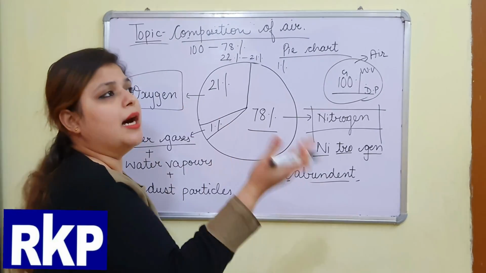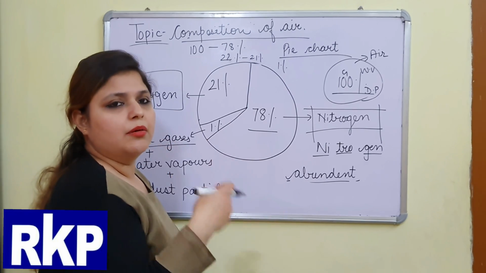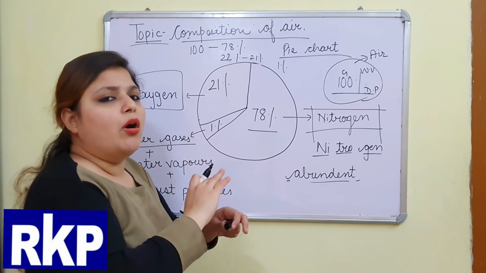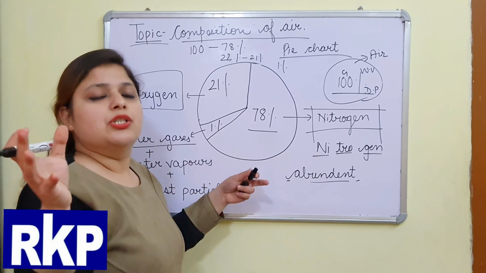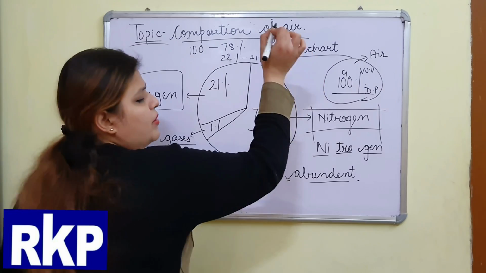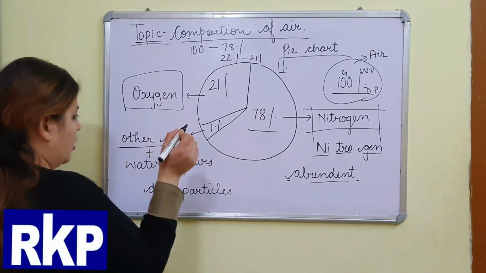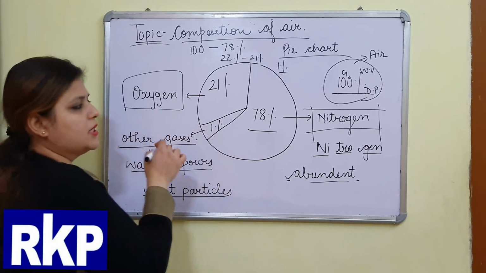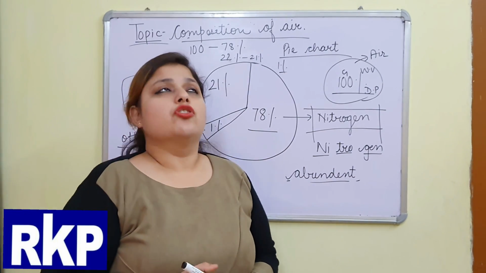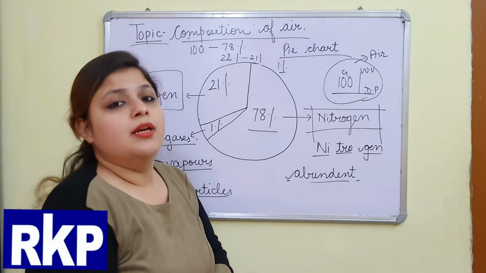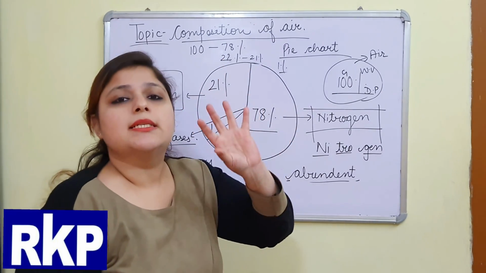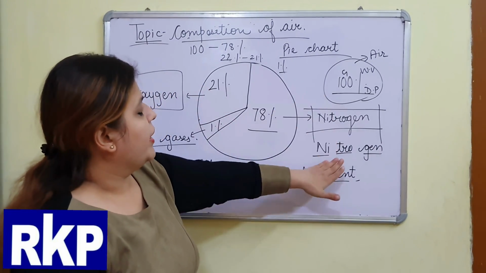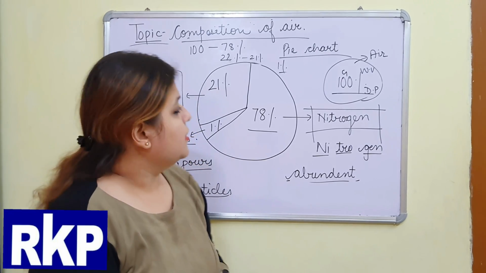What are the gases? Carbon dioxide, hydrogen, helium, neon, argon. There are many more gases, but they are all present in very small amounts. If we total them, it will come to only 1%. Clear? Along with other gases, water vapors are there in this 1% only. Dust particles are there in 1% only. So this was the composition of air, meaning what the air is made up of. Clear? Now, I will tell you some important points about three main gases.